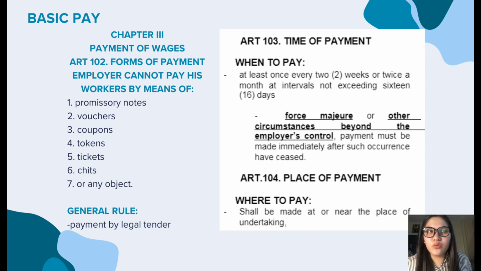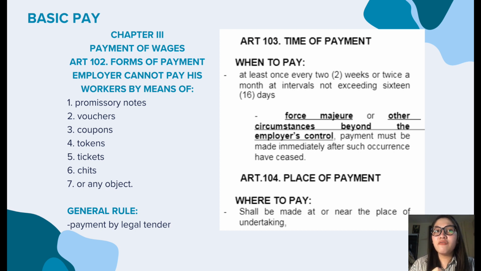As a general rule, payment must be in legal tender. As we all know, legal tender refers to currency that is recognized by the law as valid for settling financial obligations, including debts and purchases. Moreover, according to Article 103, when shall the employer pay? According to Article 103, the time of payment is at least once every 2 weeks or twice a month at intervals not exceeding 16 days.